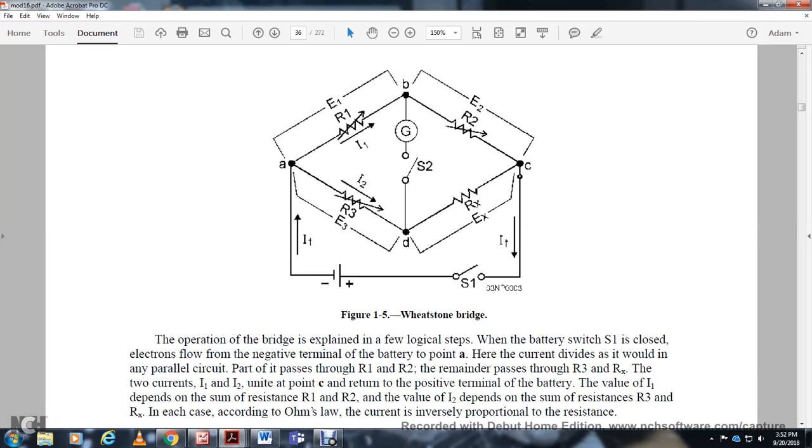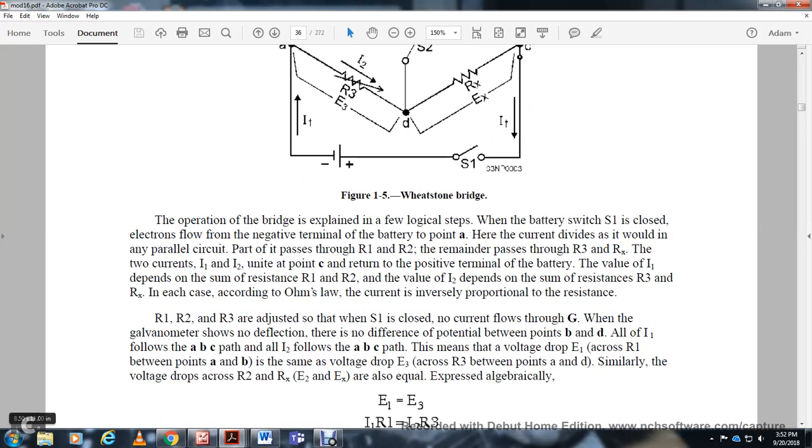Alright, in each case according to Ohm's law the current is inversely proportional to the resistance. Resistors 1, 2, and 3 are adjusted, and when switch 1 is closed there is no current through the galvanometer, so there is no potential difference between points B and D. I1 follows the ABC path and I2 follows the ADC path. The voltage drop V1 across resistor 1, between points A and B, is the same as the voltage drop V3 across resistor 3, between A and D. Similarly, the voltage drops across resistor 2 and resistor X, V2 and VX, are also equal.